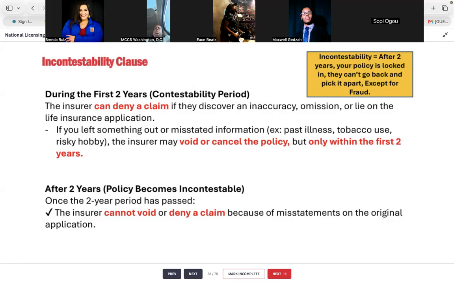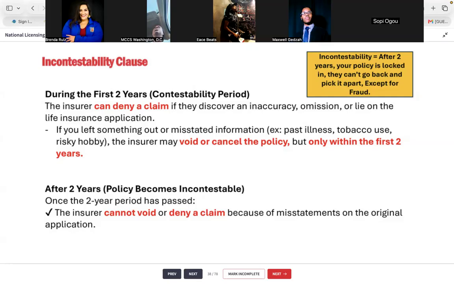So they said, hey, because you did not provide us all the information, we're going to cancel your policy. So even though she had already passed away, her policy was canceled and she was refunded $38. Her bank account was refunded $38 instead of her family getting paid out the $100,000 they were expecting.